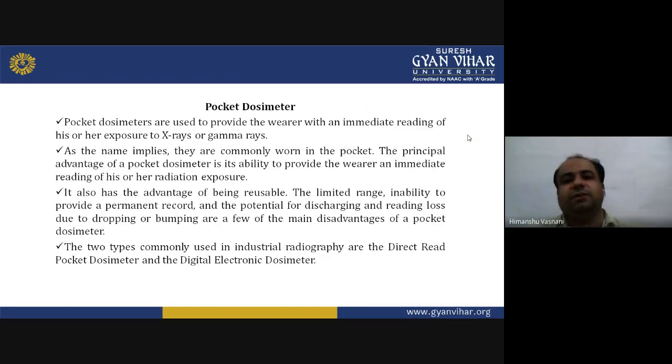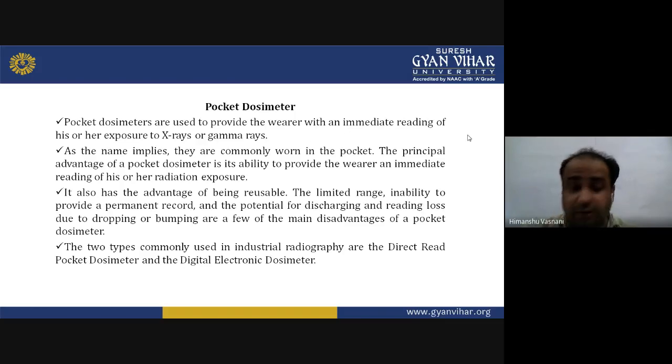Now, pocket dosimeters. These are used to provide the wearer with an immediate reading of his or her exposure to X-rays or gamma rays. They are commonly worn in the pocket. The principal advantage of the pocket dosimeter is its ability to provide the wearer an immediate reading of his or her own radiation exposure. It also has the advantage of being reusable. The limited range, inability to provide a permanent record, and the potential for discharging and reading loss due to dropping or bumping are a few of the main disadvantages.